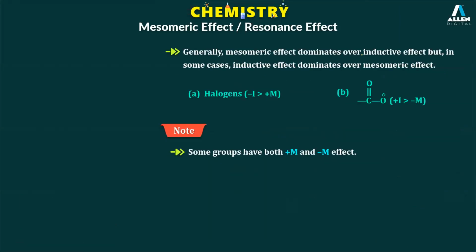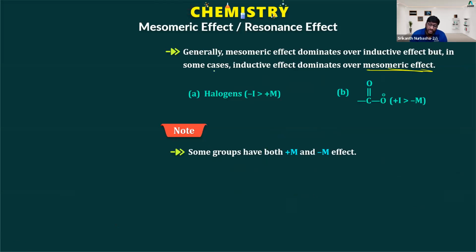Generally, mesomeric effect dominates over inductive effect, but in some cases, inductive effect dominates over mesomeric. What are those cases? Halogens, as I have told you, and C double bond O minus. For C double bond O minus, the plus M effect is great when compared to minus I. The plus I effect is great when compared to minus M.